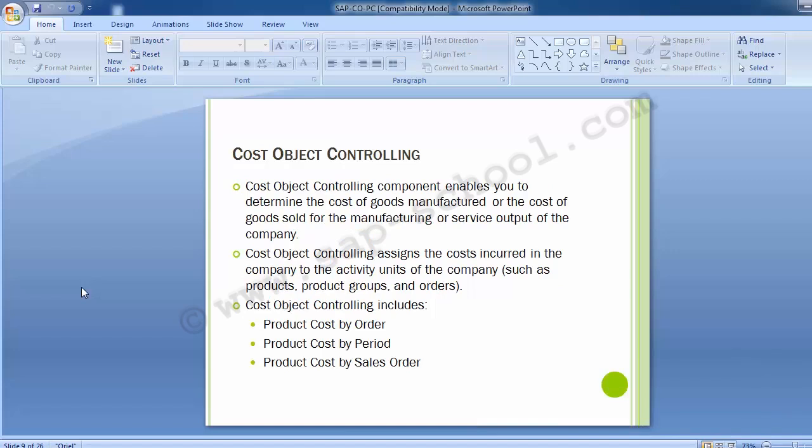So now moving back to the second component of product costing, that is cost object controlling. The cost object controlling component enables you to determine the cost of goods manufactured or cost of goods sold for the manufacturing or service output of the company. Cost object controlling assigns the cost incurred in the company to the activity units of the company, such as products, product groups, and orders.